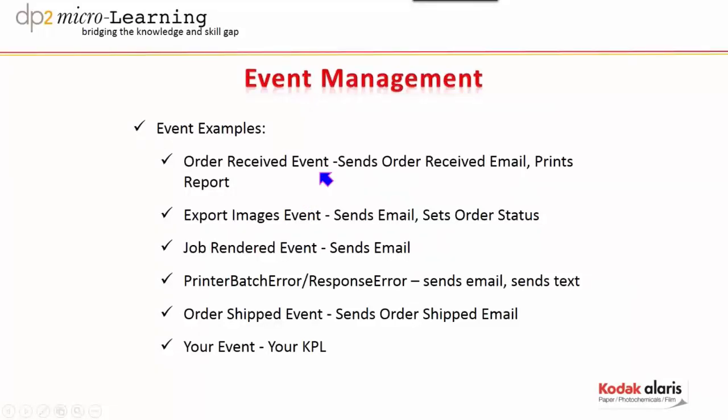I'm going to make my order received event do some things, make some things happen. And then I'll export images, and I'm going to make the exporting of images make some things happen. Send an email, maybe an email to the customer that says, okay, your image is ready, here's a link to it. Maybe it also updates the order status in dp2, or maybe a status in some other system. Again, guys, these are examples.